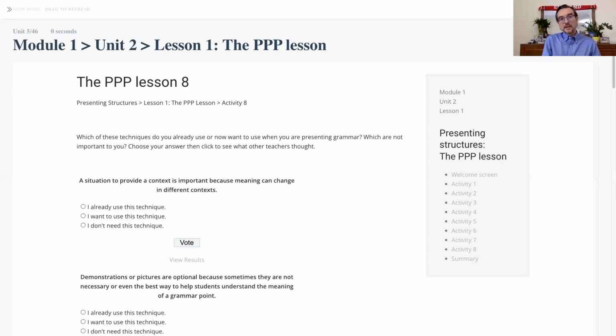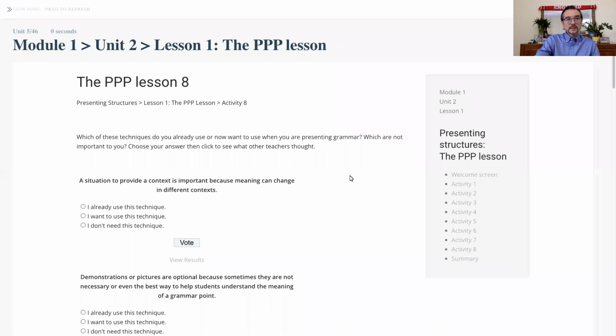Okay, so at the end of each lesson, usually there's a more reflective task to do, to get us to think back on what we've learned and how we're going to apply it moving forwards into our own context. So which of these techniques do you already use or now want to use when you are presenting grammar, and which are not important to you? Choose your answer, then click to see what other teachers thought.